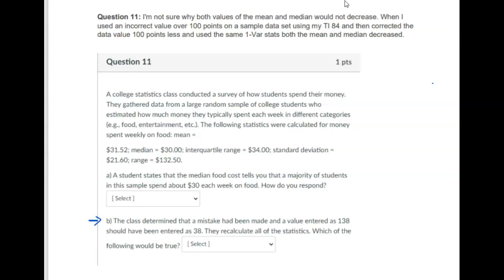The class determined that a mistake had been made and the value was entered as 138, should have been marked 38. They recalculate all of the statistics. Which of the following must be true? What's going to be true is that the mean is going to decrease and the median will stay the same.